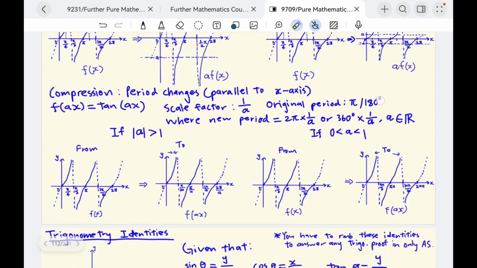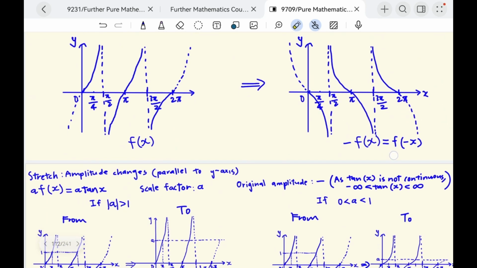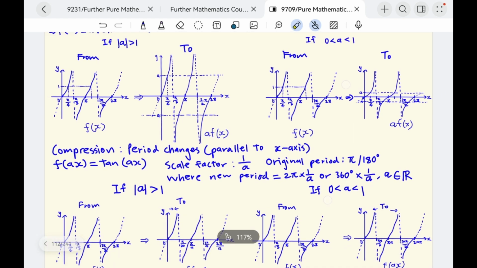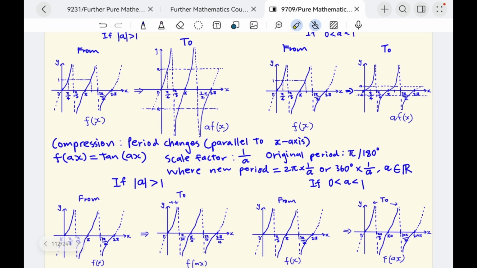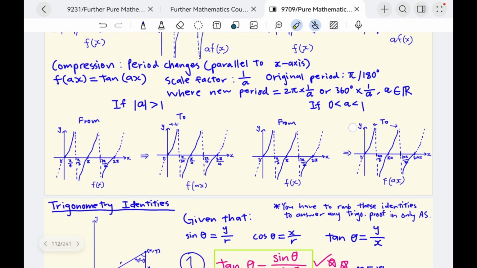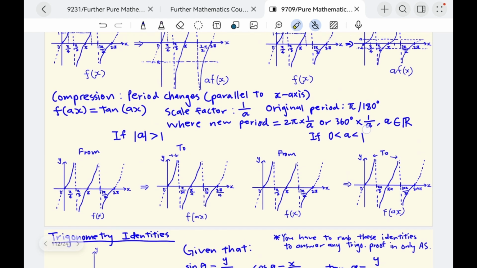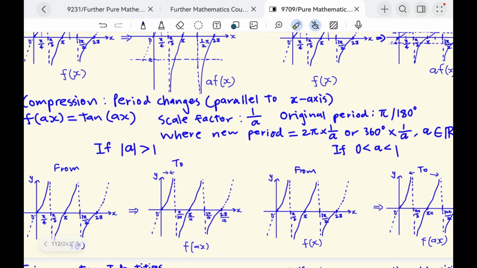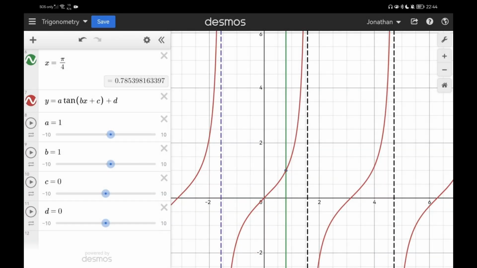So I think we have one more segment before we proceed to the next subtopic, which is trigonometry identities. So let's proceed to Desmos for the visualization of the tangent graphs and their transformation. Here it comes to the visualization of the transformation for the tangent graph. So this will be the last segment. I'm using Desmos.